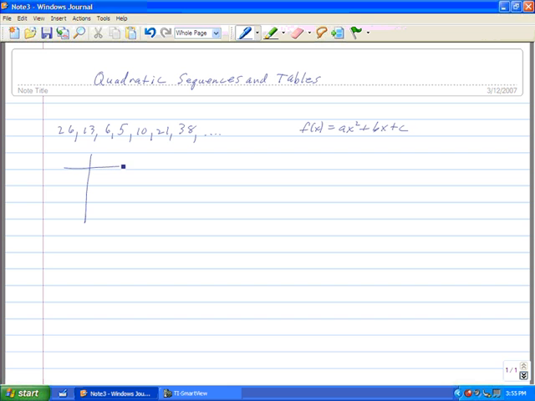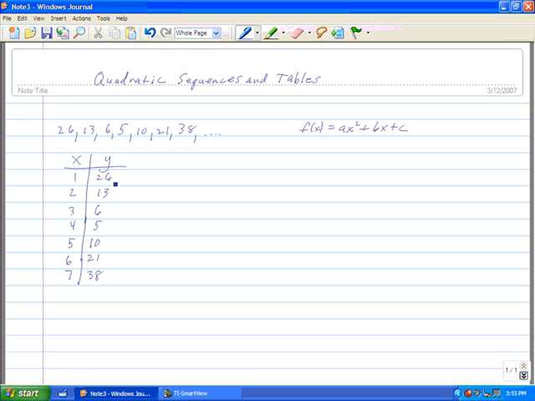Since the list of values is being given to you in this order, we will assume that an x value of 1 gave you the y value of 26, an x value of 2 gave the 13, an x value of 3 gave the 6, an x value of 4 gave the 5, 5 gave 10, 6 gave 21, and then 7 gave 38. You can see that the change in x here is 1 each time. Therefore, all we have to really pay attention to is the change in y.